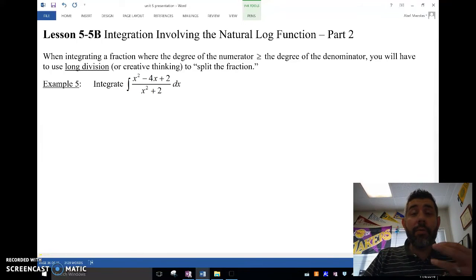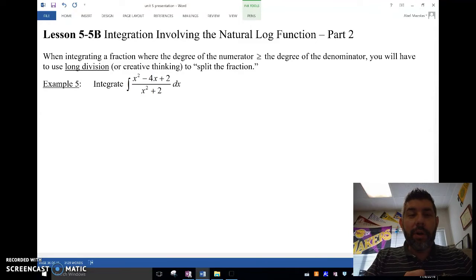Hey there, guys. This is the second video on integrating natural log functions. So I want to take this time now to do some problems that might be a little bit different when we're doing natural log functions. You might need to do a little bit of creative thinking, or you might actually have to do some long division. What? Long division of polynomials?